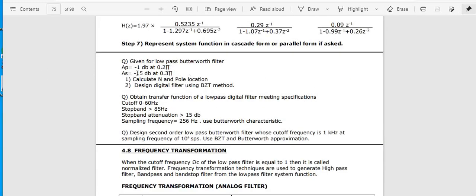Given for a low pass Butterworth filter, AP is -1 dB. So what we will write: 10 power -1 by 20. That will be in terms of radians per second, right? AP and AS both are in decibels, so this is 10 power -15 by 20. If you do it, we can find that the pass band frequency is 0.2 pi and the stop band frequency is 0.3 pi. They asked to find the order and pole locations. So order is 0.5 or 1 by 2 times log of (1 by AS square minus 1) by (1 by AP square minus 1), by log of omega S by omega P. If you do both things, we can find the answer for that particular one.